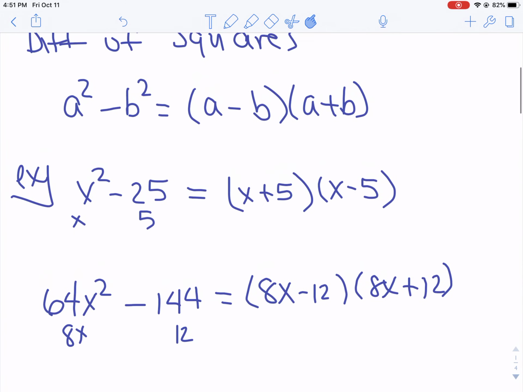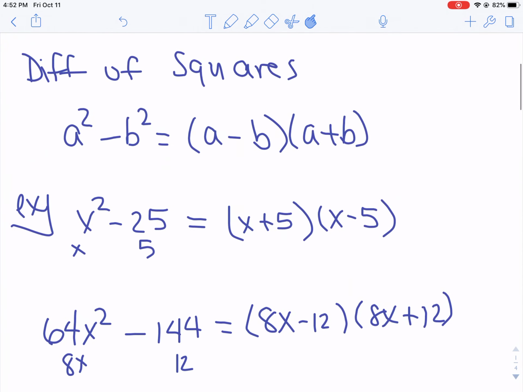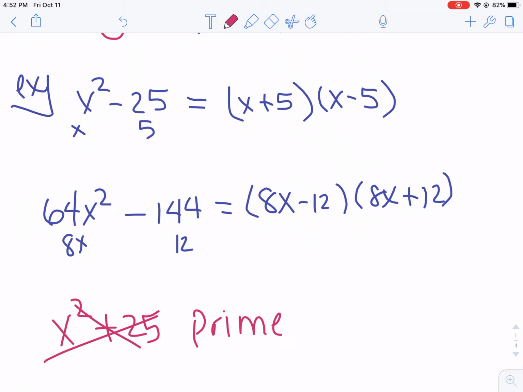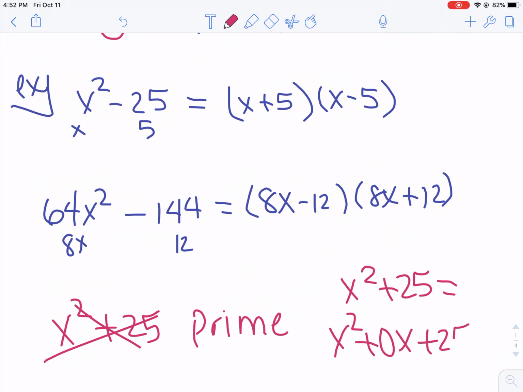There was one thing I forgot to talk about when I went over difference of squares. Difference of squares only works if there's a subtraction sign in the middle. So if these said x squared plus 25, that does not work. We call those prime because you cannot find two things that multiply to 25 but add to 0, because essentially x squared plus 25 is the same thing as x squared plus 0x plus 25. So if I was using goal numbers, I'd want two things that multiply to 25 but add to 0, and I can't find a pair that'll do that. So that's why they're prime.